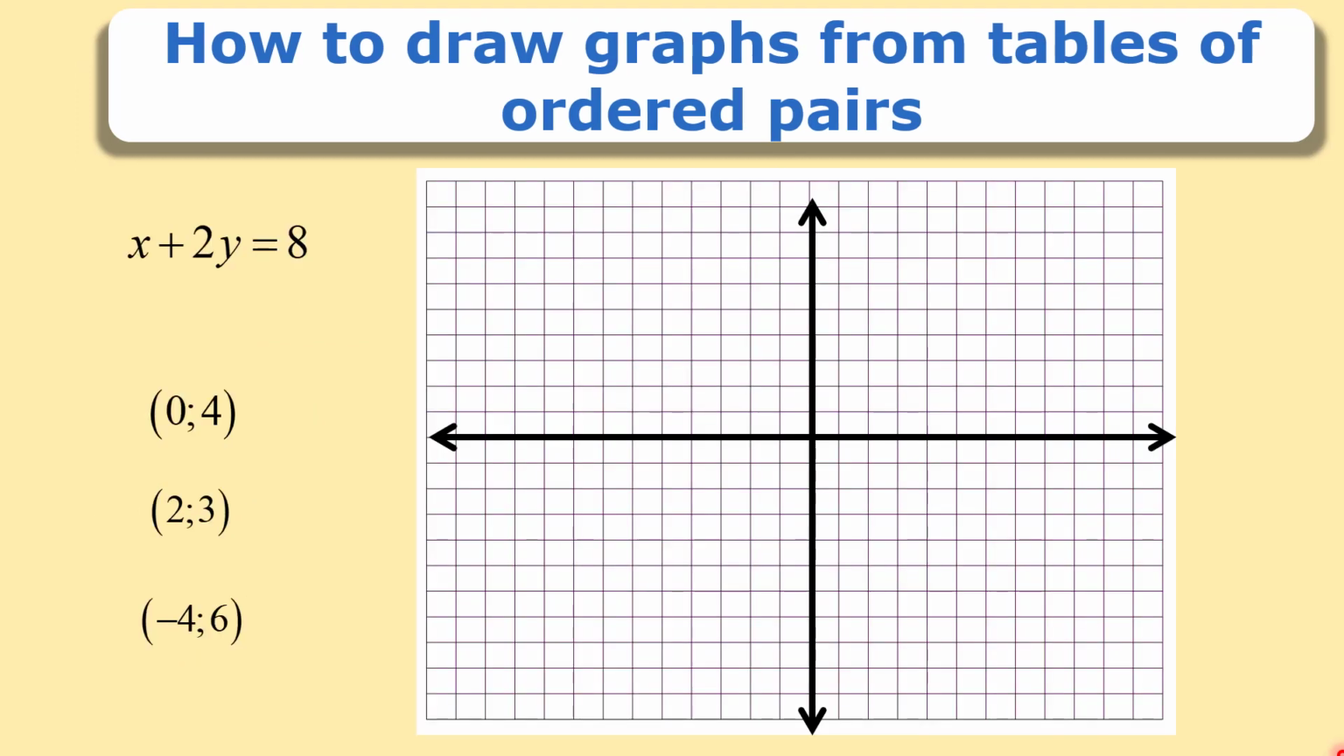Let's graph these points. X is 0 and y is 4. X is 2 and y is 3. X is -4 and y is 6. Notice it's a straight line, sloping down to the right.